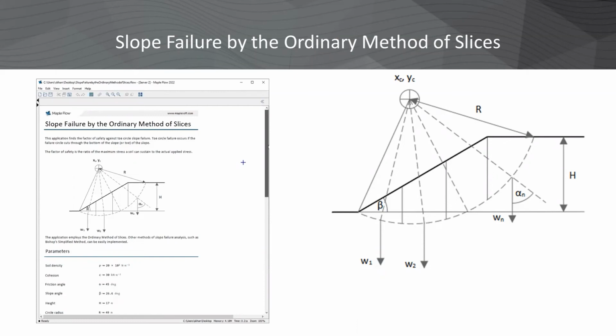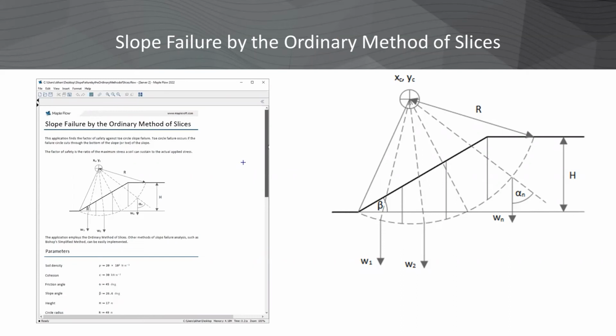Otherwise, buildings might fall down, and to ensure the stability of anything on top of that slope and to minimize the risk to human life, you need to determine the factor of safety. That's the ratio of the maximum stress soil can sustain to the actual applied stress. There are several methods for quantifying the factor of safety. I've implemented two in Excel and MapleFlow, the ordinary method of slices and Bishop's method of slices.